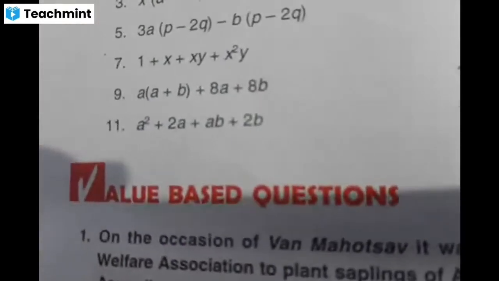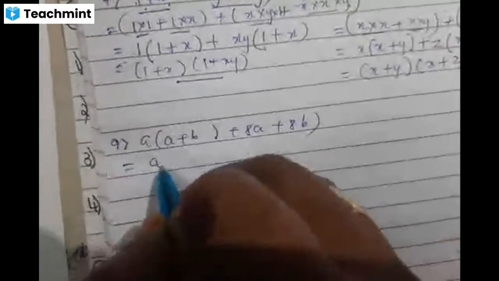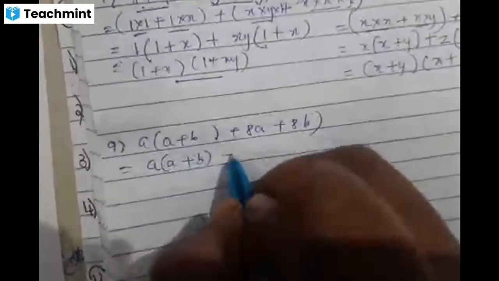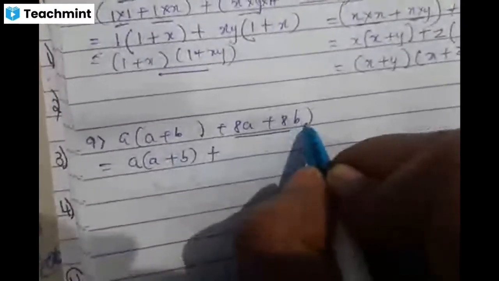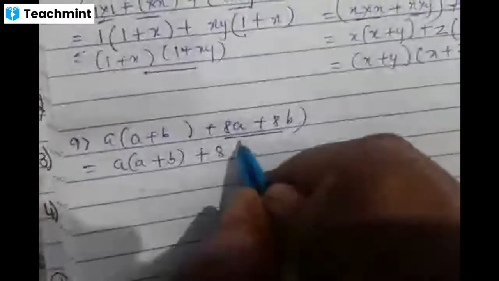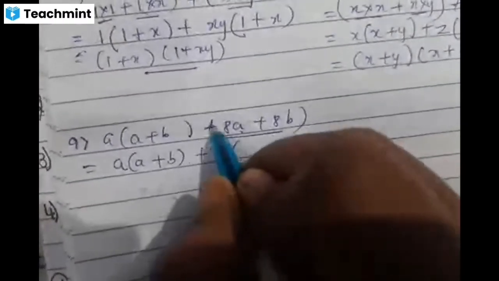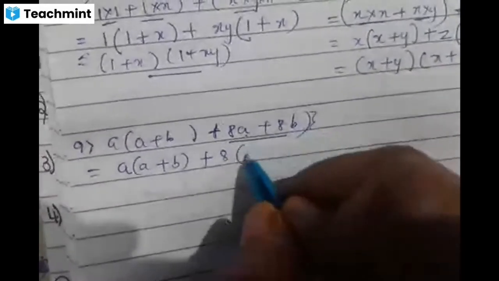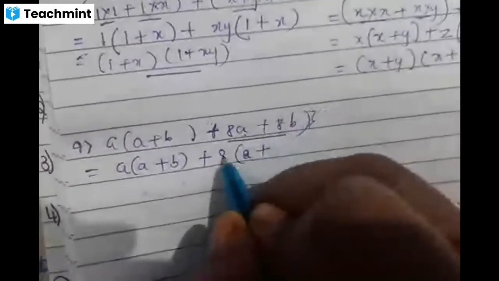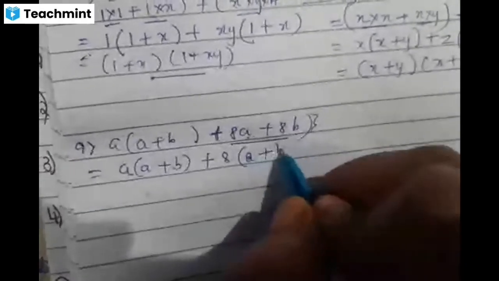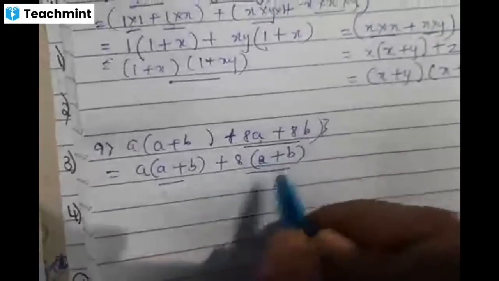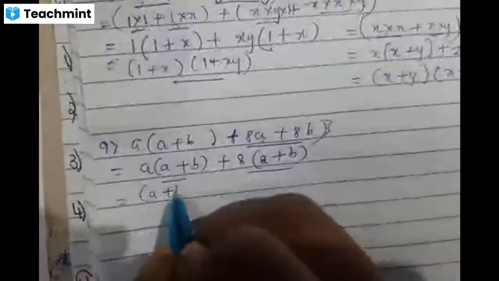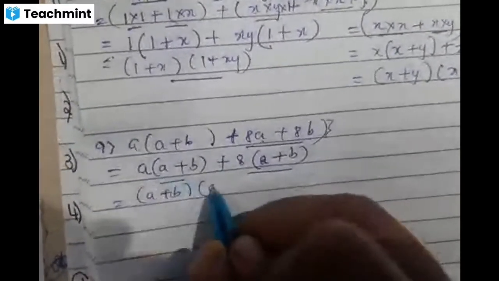Question number 9. A into a plus b plus 8a plus 8b. Here, first term I'll keep it as it is, a into a plus b. But here 8a plus 8b. What will be common children? 8 is common. And what is left here? If I take out 8, a is left. A plus 8 is taken outside. So what is left here? B. Now you have one binomial which is common, a plus b into what is left? A plus 8.